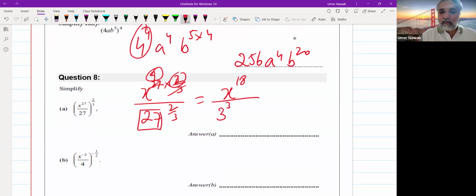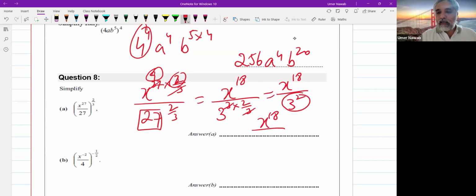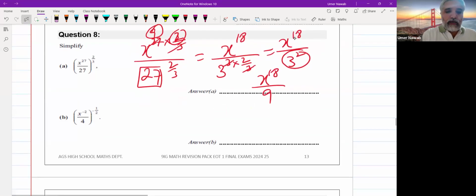27 can be written as 3 power 3, times 2 over 3. And cancel the 3 with the 3, so x power 18 over 3 squared. And everyone knows 3 squared is 9. So x power 18 over 9. Now I have a negative power, guys. Flip: 4 goes up and x raised to power negative 2 goes down, and minus half becomes half.